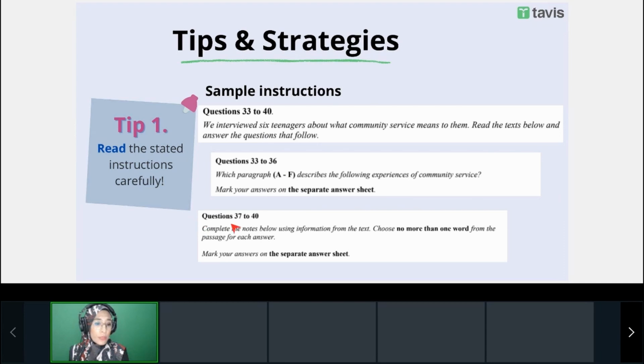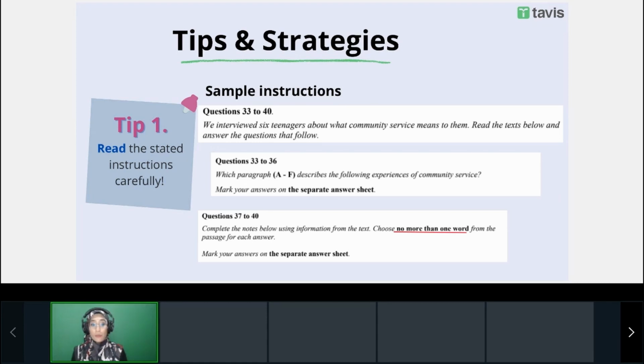And now moving on to questions 37 to 40, you have to try and complete the notes below using the information from the text. Choose no more than one word. So this is why I'm telling everybody it's important, because in the instructions itself, it's stated here for questions 37 to 40, you have to write no more than one word.